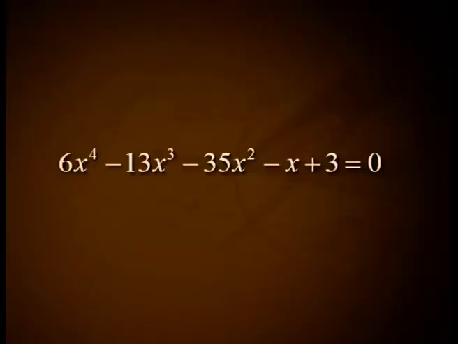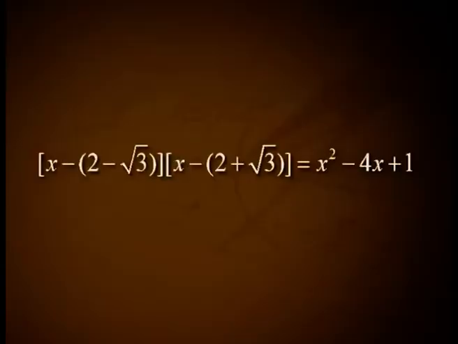Example 6. Solve the equation 6x raised to 4 minus 13x cubed minus 35x squared minus x plus 3 equal to 0, given that one of its roots is 2 minus root 3. Solution. Since 2 minus root 3 is a root, by theorem 6, 2 plus root 3 is also a root, and corresponding to this pair of roots we have the quadratic factor (x minus 2 minus root 3) into (x minus 2 plus root 3), which is equal to x squared minus 4x plus 1.